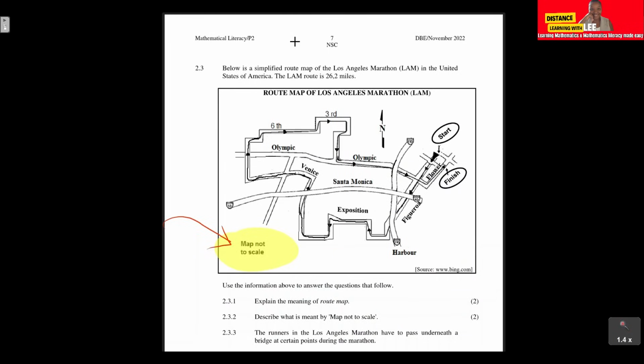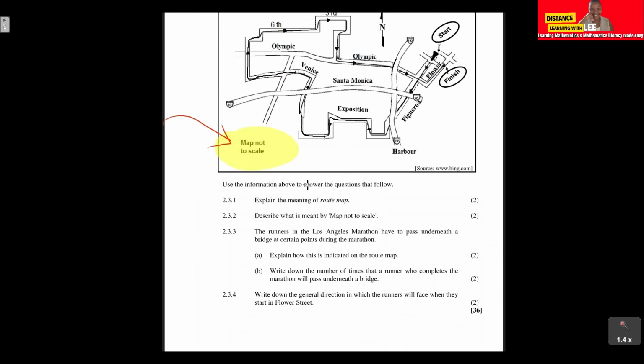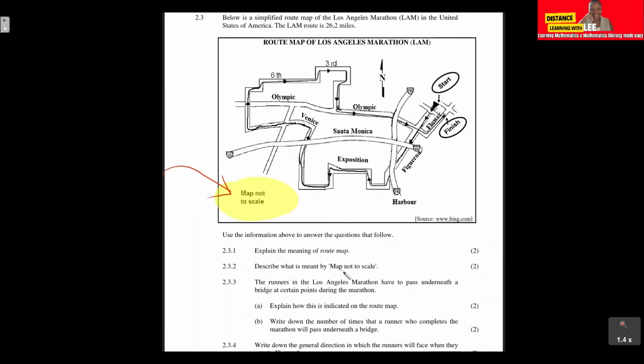Then let's have a look at question 2.3.3. The runners in the Los Angeles marathon have to pass underneath a bridge at certain points during the marathon. A says, explain how this is indicated on the map. How do we know that this is actually a bridge? If you follow this pointer here, do you see that this arrow is disappearing under this road? That basically shows that we've got a bridge there.